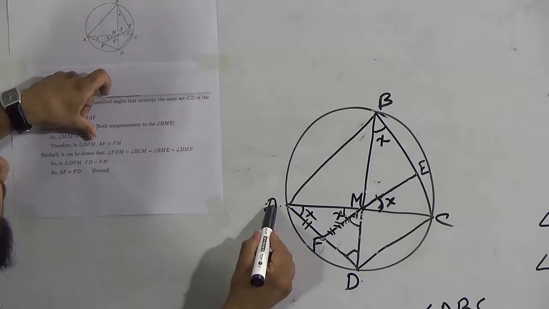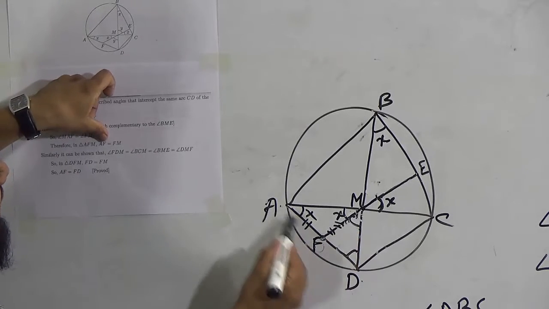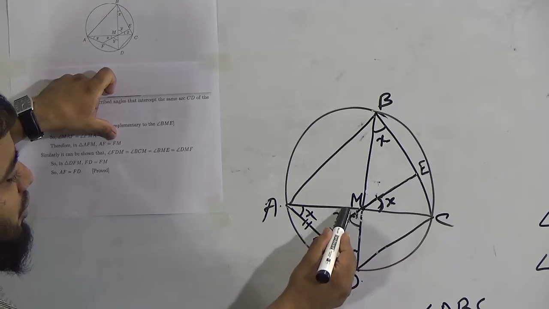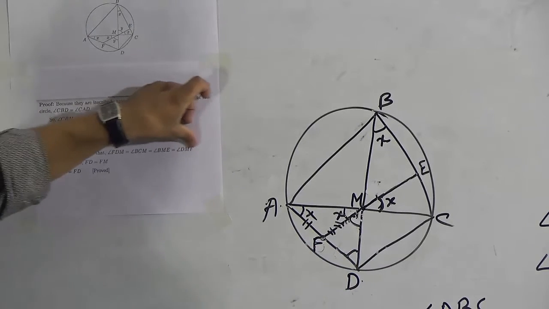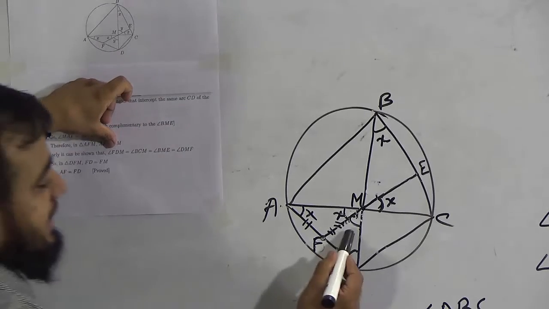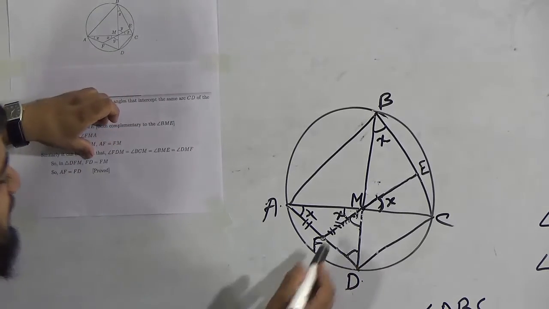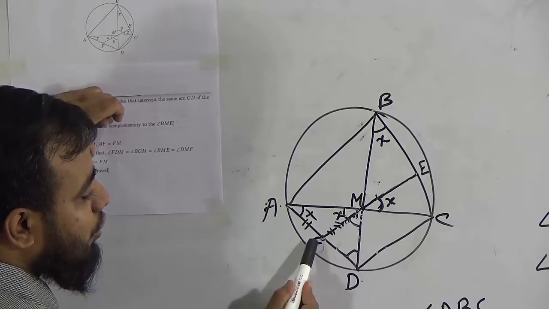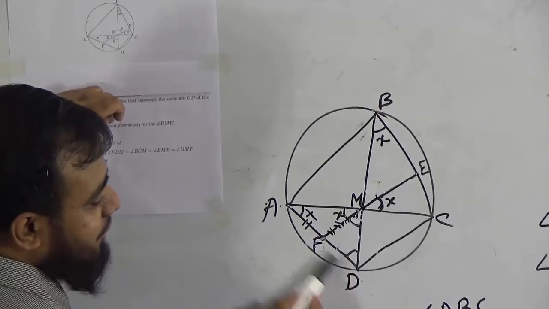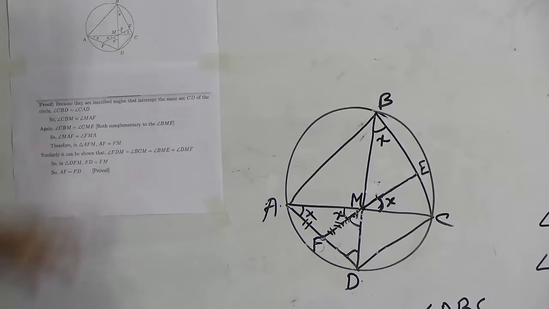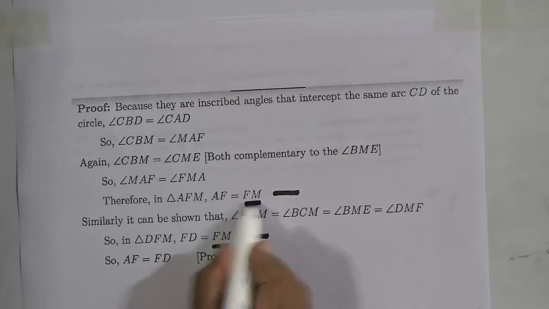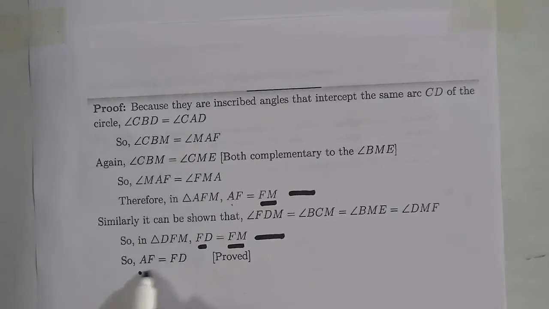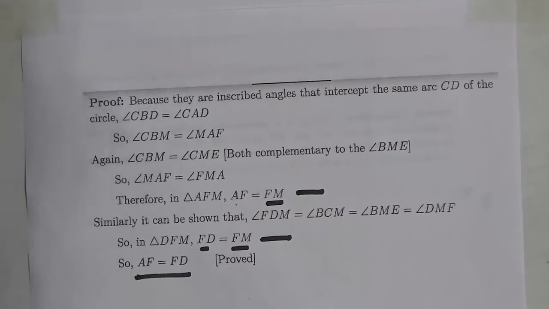Now in triangle AFM, we can say that AF is equal to FM. Why? Because these two angles are equal to each other, so these two sides will be equal. And similarly, we can say these four angles are equal to each other. That's why in this triangle we can say FMD is equal to FDM. So the side FD is equal to FM. Now from these two, we can say FM is equal to FD, so AF is equal to FD. This is our proof. Okay, dear students, I think you have understood this one clearly.